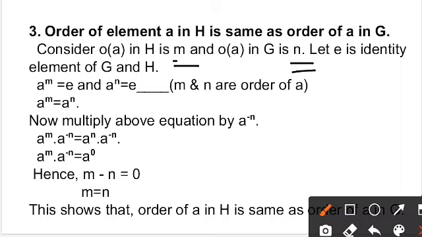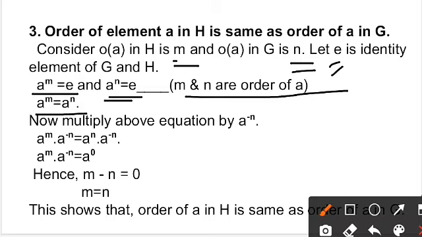So let E be the identity element of G and H, as we have just seen that the identity element is the same for both group and subgroup. So as M is the order of A, A raised to M must be identity, and this is by the definition of the order of an element, right? And also N is the order of A in G, so A raised to N is also identity, since M and N are the orders of A, right? And here also we can take them as equal because their right hand side is equal, so the left hand side should be equal. So A raised to M is equal to A raised to N, and now we will multiply both sides by A raised to minus N.